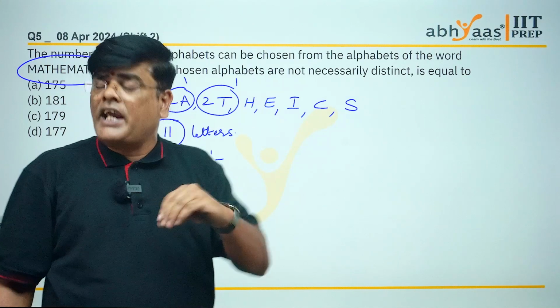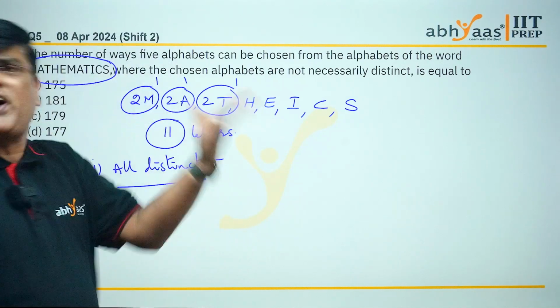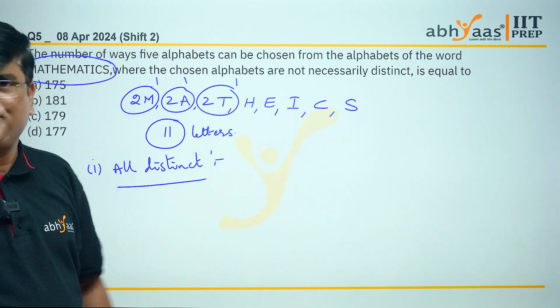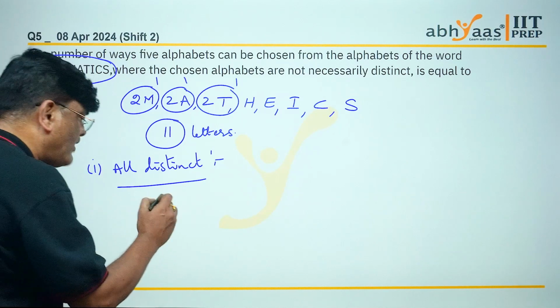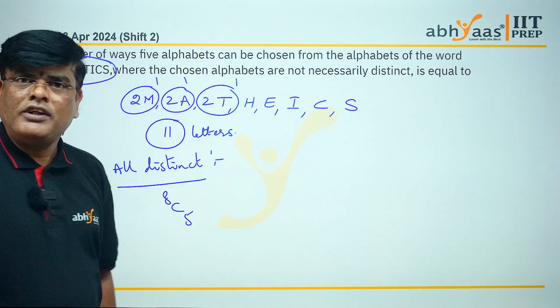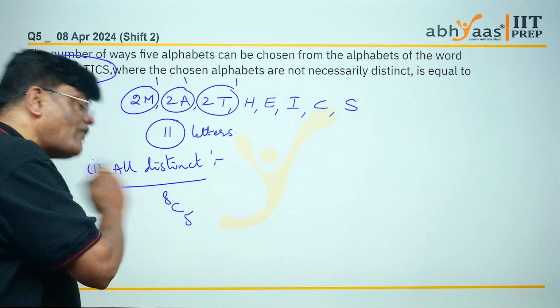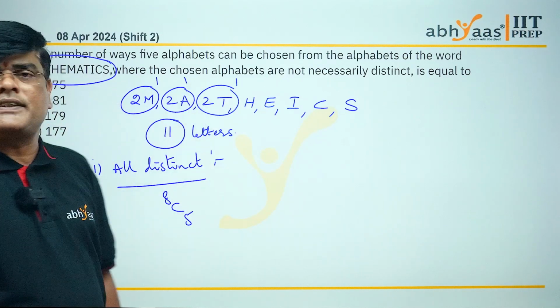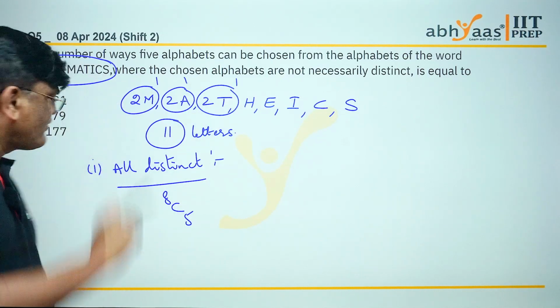Now from these 8 letters, if we select any 5 letters, they will be distinct only. Is it right? That means how many ways is it possible here? 8C5. Okay, this is the first case, when I choose all distinct letters. Okay friends, this is the first case.